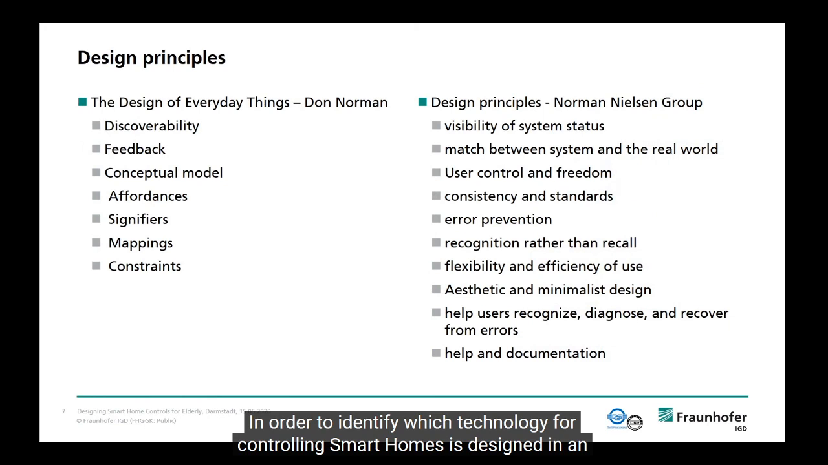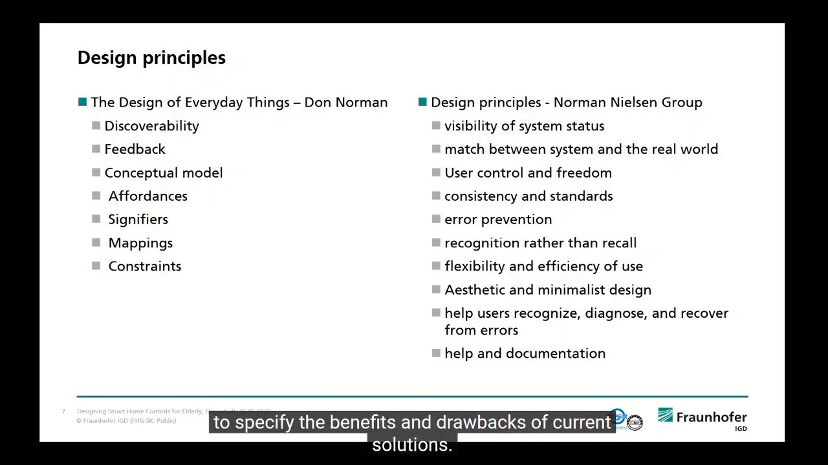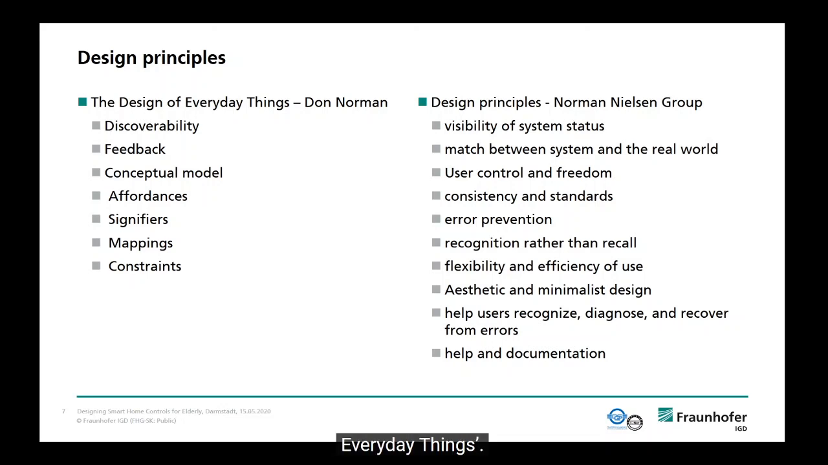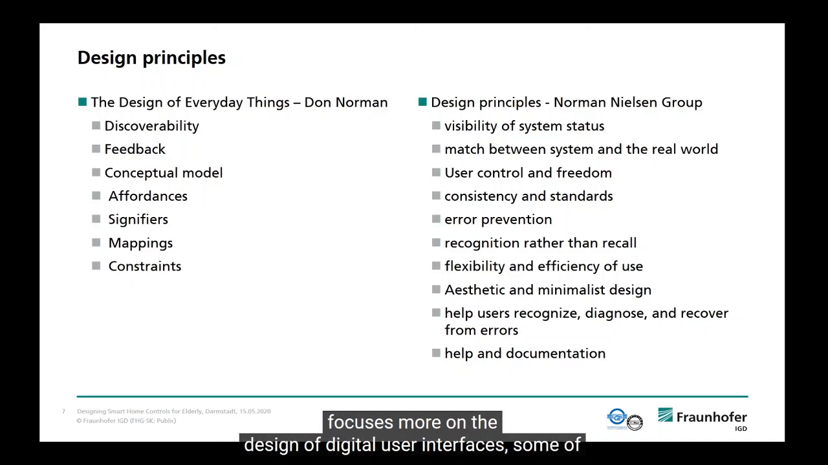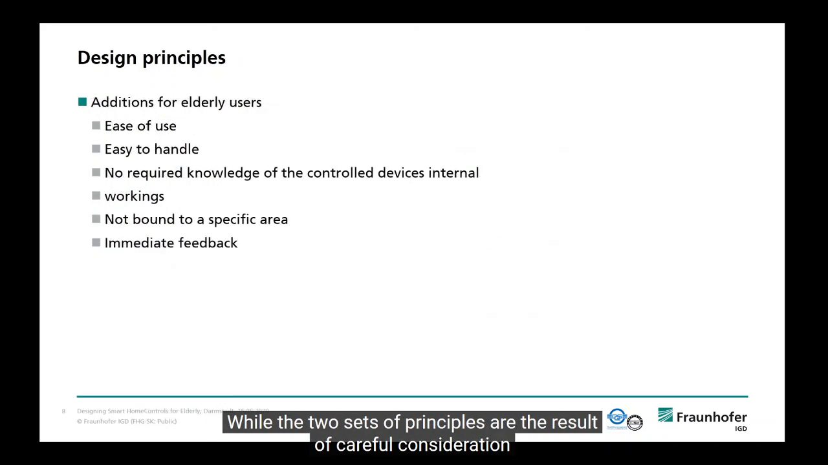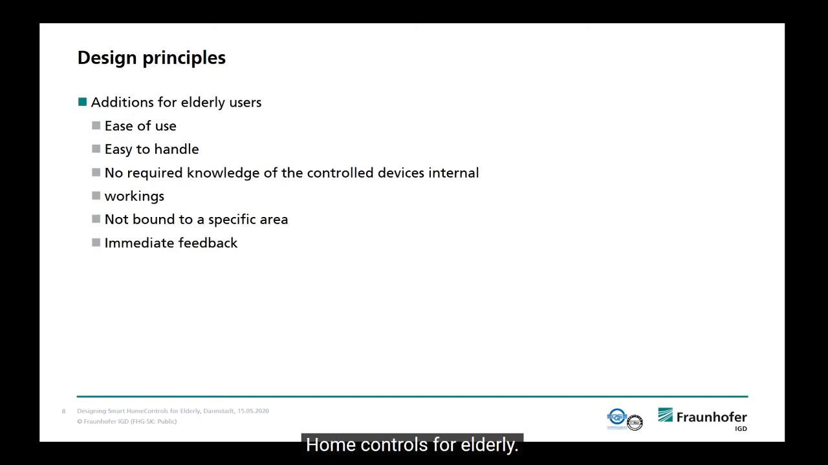In order to identify which technology for controlling smart home is designed in an inclusive way, we consider existing principles and standards of product design in order to specify the benefits and drawbacks of current solutions. The first set of principles are extracted from Don Norman's book, The Design of Everyday Things. Even though the second set of principles from the Nielsen Norman Group focuses more on the design of digital user interfaces, some of them apply to physical remotes. While the two sets of principles are the result of careful consideration of human behavior, wants and needs, we contribute design requirements we find appropriate in the context of designing smart home controls for elderly.